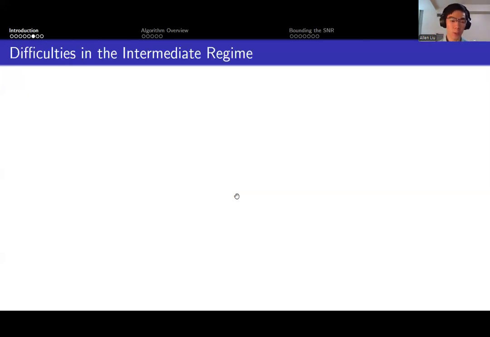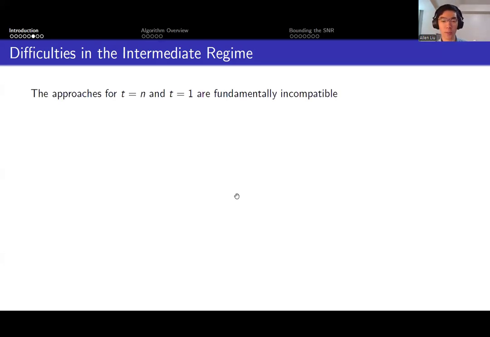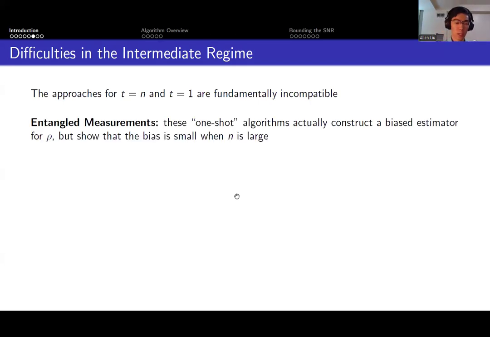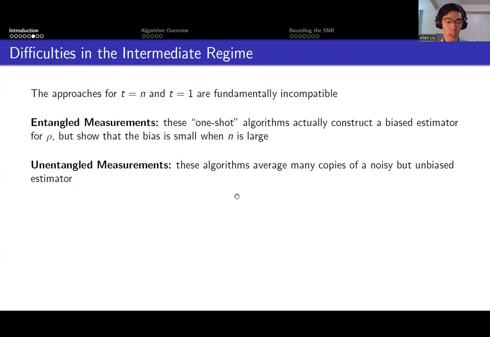So there are perhaps some natural reasons why so little is known in this intermediate regime between the two extremes of t equals 1 and t equals n. This is because the approaches for these two extremes are fundamentally incompatible. What I mean by this is, the approaches using entangled measurements are based on one-shot algorithms that construct a biased estimator for the state rho, but they show that the bias is small as the number of copies is sufficiently large. On the other hand, the approaches based on unentangled measurements average many copies of a highly noisy but unbiased estimator. And so these approaches are kind of incompatible.